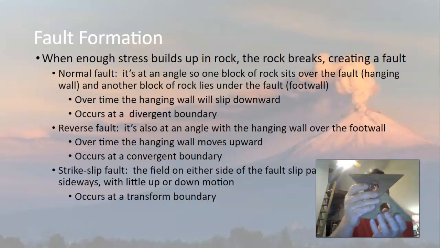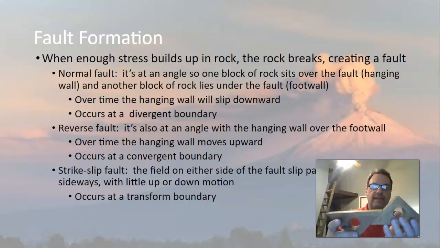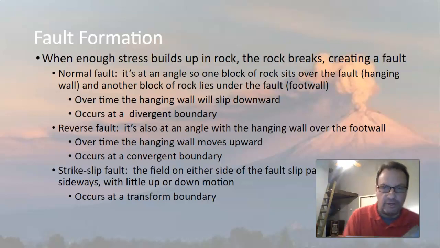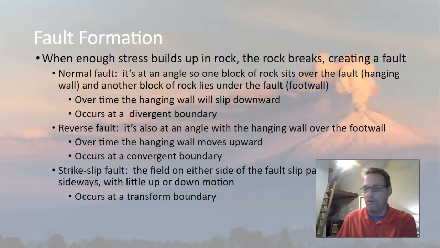So if my hanging wall goes up, that's reverse. If the hanging wall slips down, that is a normal fault. And if you think about it, it is normal for things that are hanging to go down. So that's one way that we can remember what is normal and what is not. If they're pulling apart, they're going to slide down. That happens at a divergent boundary.